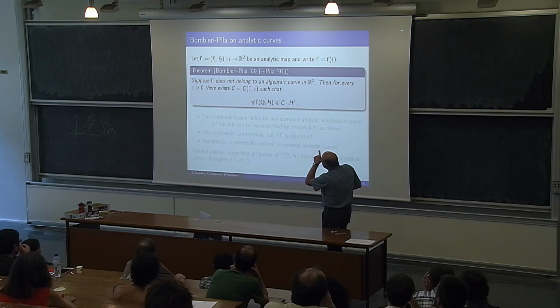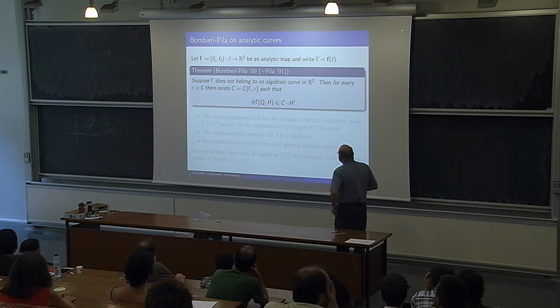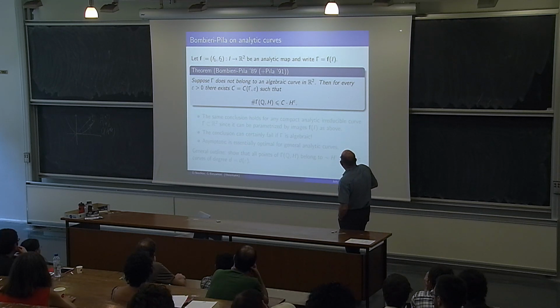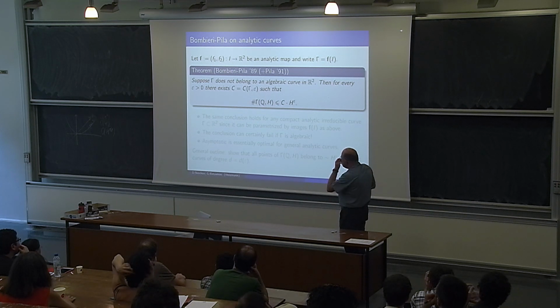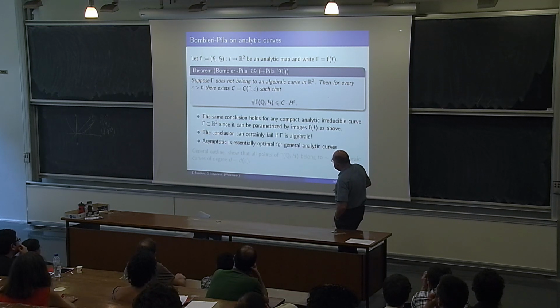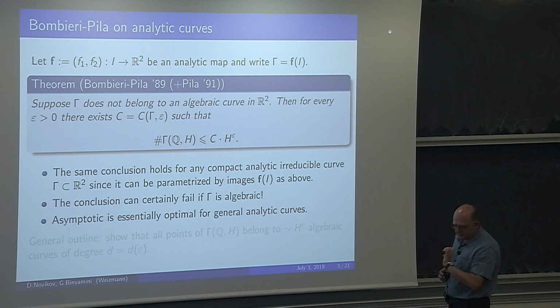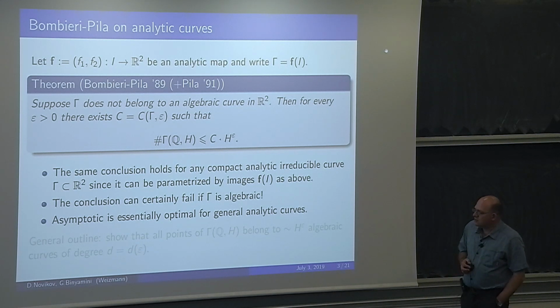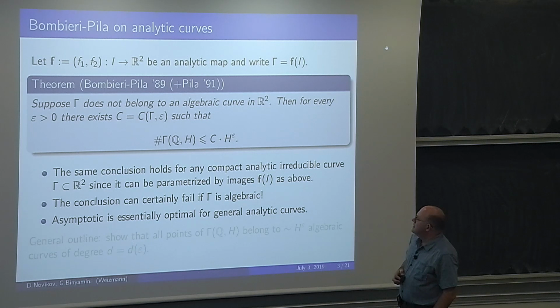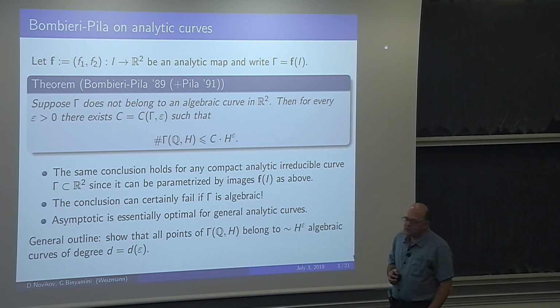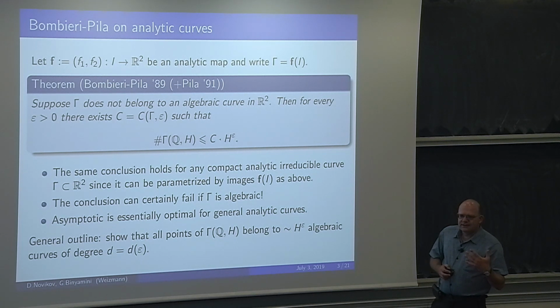For a curve, gamma is parameterized by an interval, but actually you can take any irreducible analytic curve gamma and parameterize it by finitely many intervals. So it's true for any irreducible curve, irrespective of the parameterization. And the conclusion fails if gamma is algebraic, as we see there. And there are examples which show that if you carefully construct an analytic curve, you cannot get any better in general without imposing any restrictions on the curve. So this is the starting point of the business. Analytic non-algebraic, yeah.